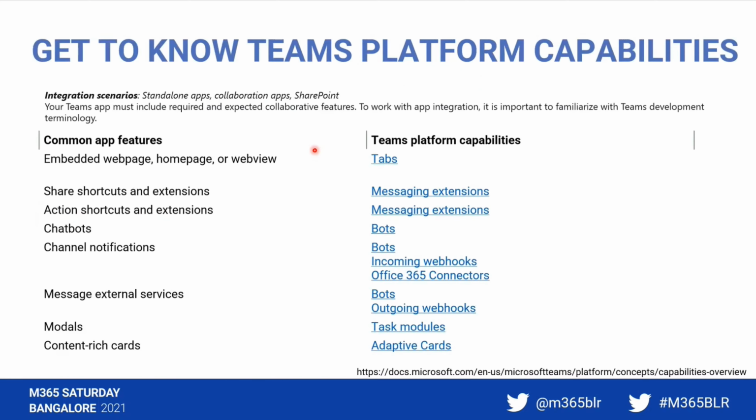Now let's see what to know about Teams platform capabilities, what the common features are, and what you can use as a Teams app capability. This table is from the Microsoft documentation itself, but it gives us a very good view from the developer perspective. It tells us what to use when, right? For example, if you want to embed a web page, home page, or web view, you can use tabs. If you want actions and shortcuts and extensions, then you can use messaging extensions.